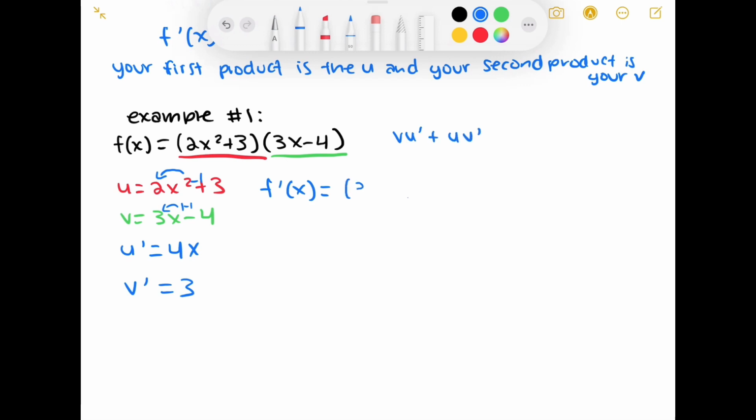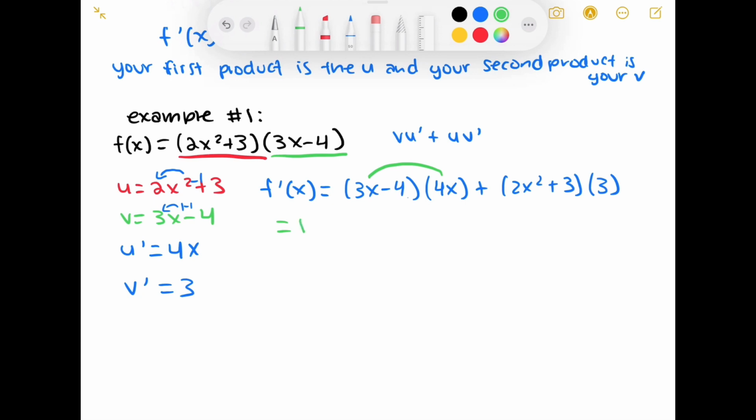And now let's plug that into our equation. Our v, which is 3x minus 4, times 4x plus 2x squared plus 3, and then times 3. And so now we are going to simplify and find it.